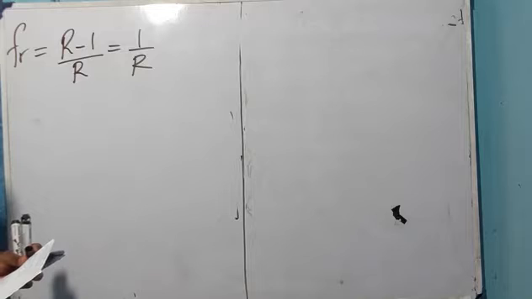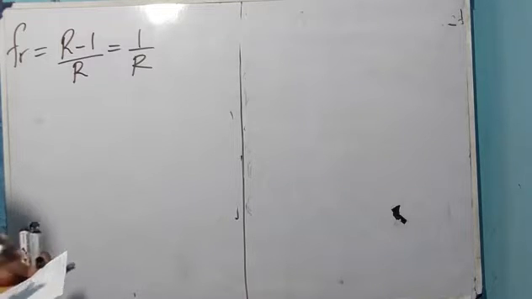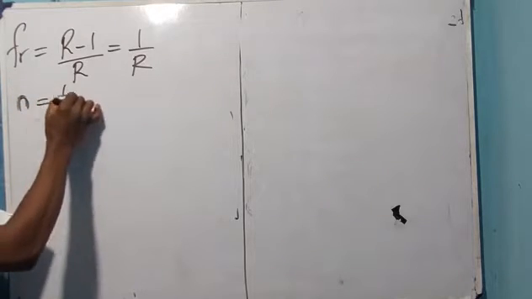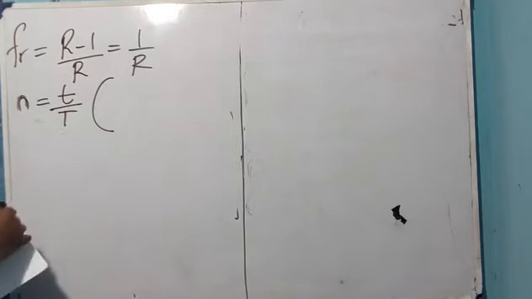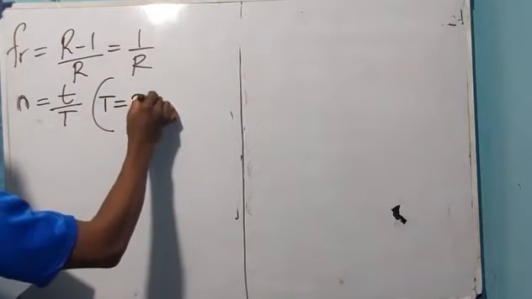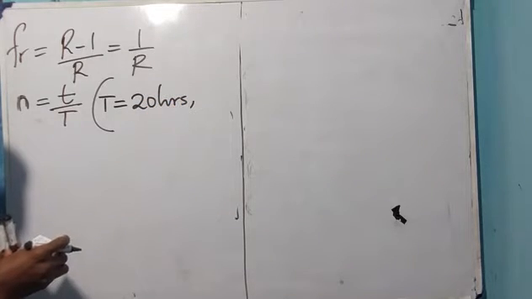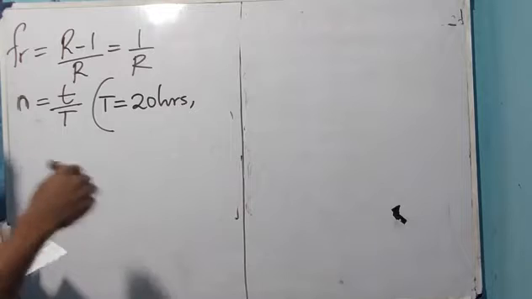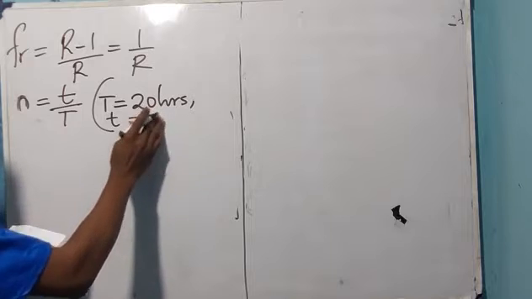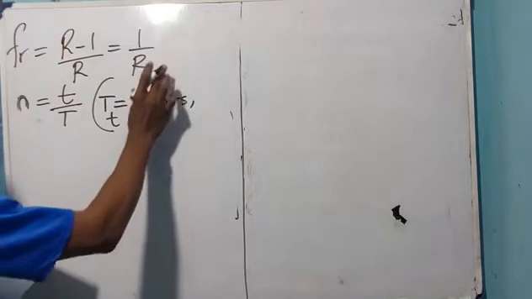What fraction of the original radioactive nuclei will remain after 80 hours? Now I gave us that n is equals to small letter t over big letter T. From the question, they gave us a half-life. I told us that half-life is always big letter T, which is 20 hours, and they gave us the decay time as 80.